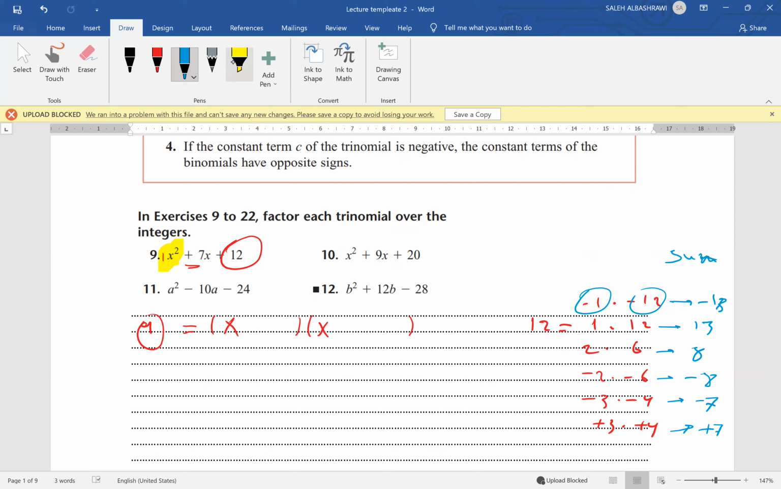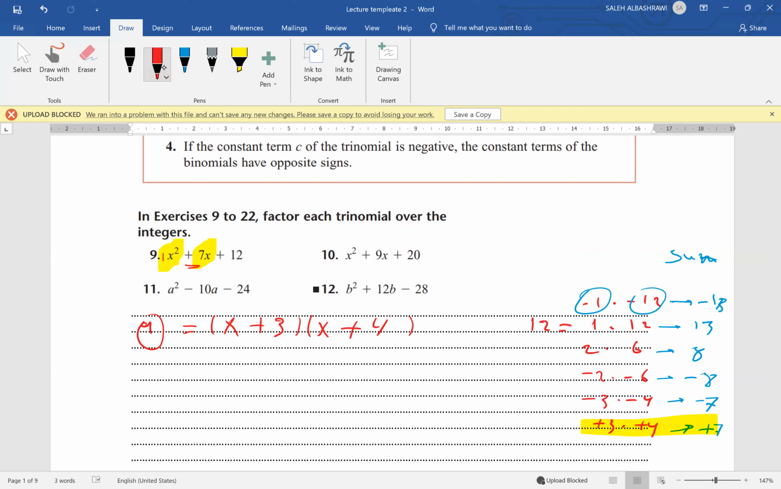Now I need to choose the one that gives me plus 7, which is the last one. So the two numbers will be plus 3 and plus 4. So these are the two binomials. If we multiply them, I will get x squared plus 7x plus 12.